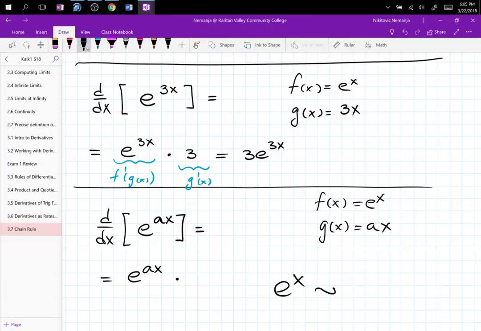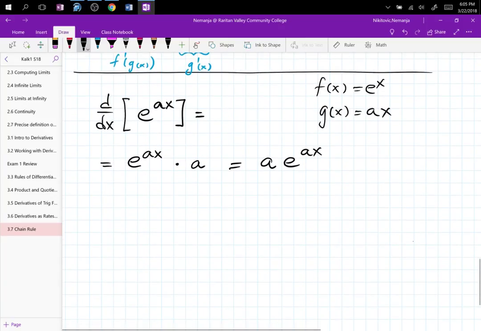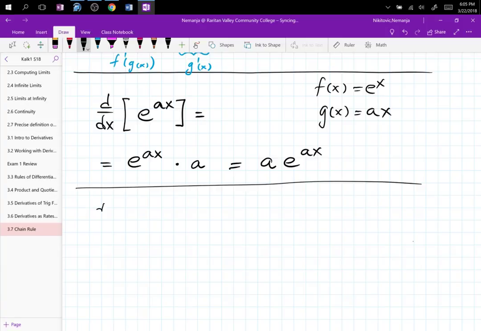Only e to the x goes into e to the x. Any other modification, well, something has to change. So times a. And you get the formula which you were supposed to memorize, that the derivative of e to the ax is a e to the ax. So now I'm going to ask you to confirm the formula for sine ax. It's the same as e. Let's see.